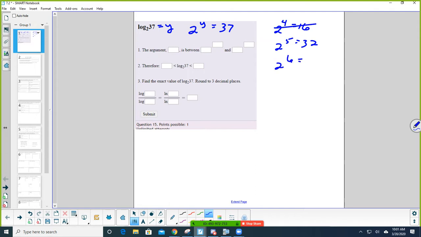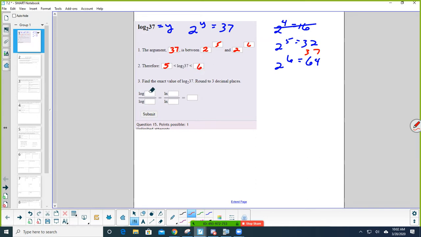I'm trying to find these that are on either side of the 37. So right in here, 37's in between them. So I'm going to say 2 to the 5th and 2 to the 6th. And the argument, I don't know why they call it an argument, is that number 37. 37 is somewhere between 32 and 64. So 5 is less than the answer to this, which is less than 6.